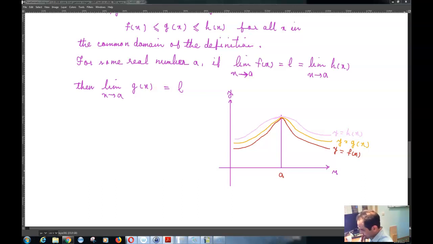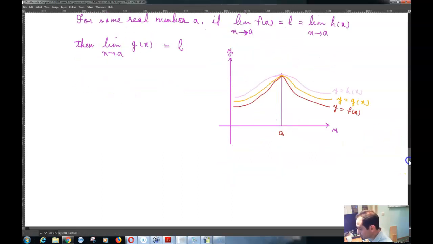So these are two theorems that we can use in order to do the rest of our work. Now there is an inequality relating the functions cos of x and sine of x, and that is basically that cos of x is less than sine of x by x, which is less than 1.